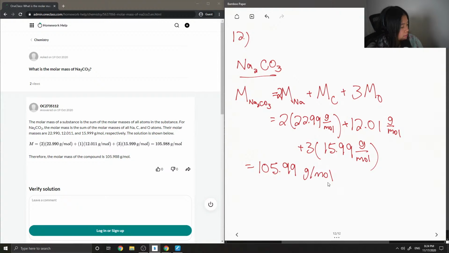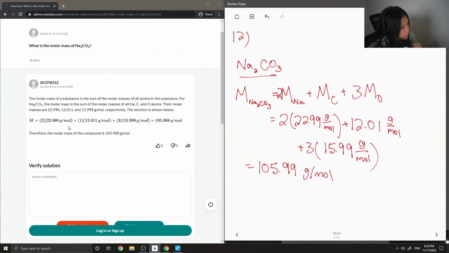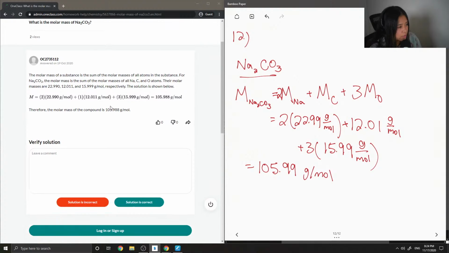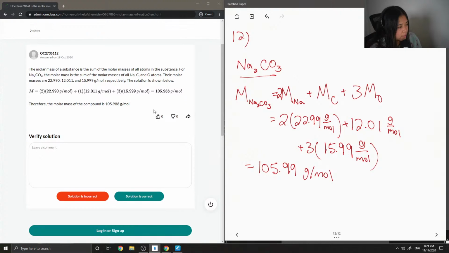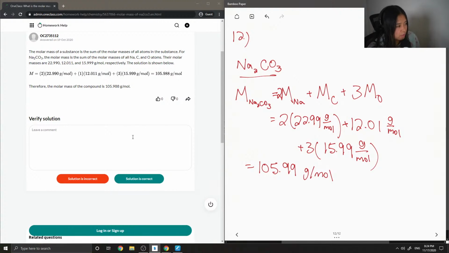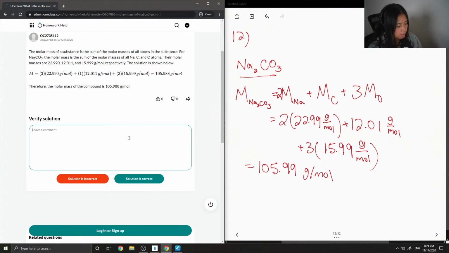Okay, so let's see what the junior tutor said. The molar mass of a substance is the sum of the molar masses of all atoms in the substance. For sodium carbonate, the molar mass is the sum of the molar masses of all sodium, carbon, and oxygen atoms. Their molar masses are 22.99, 12.01, and 15.99 grams per mole, respectively. Okay, so they got the same thing. So I can verify that this solution is correct.